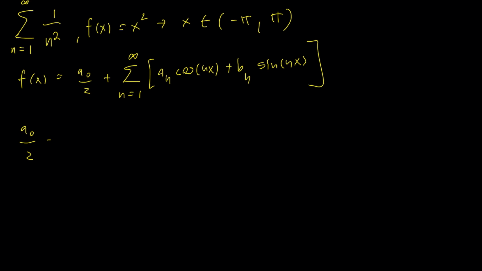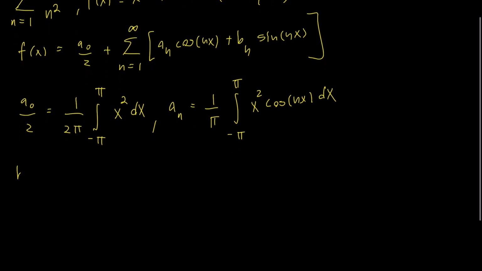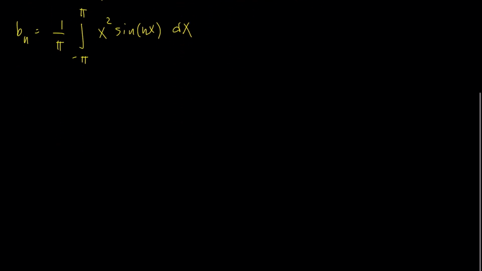where a naught over 2 will be 1 over 2 pi, the integral from minus pi to pi of x squared dx, and an will be 1 over pi, the integral from minus pi to pi of x squared times the cosine of nx dx, and bn will be 1 over pi, the integral from minus pi to pi of x squared sine of nx dx. So now from here I will consider a naught over 2.